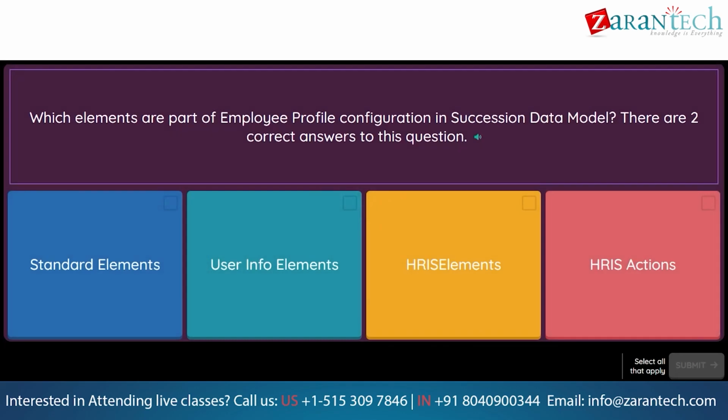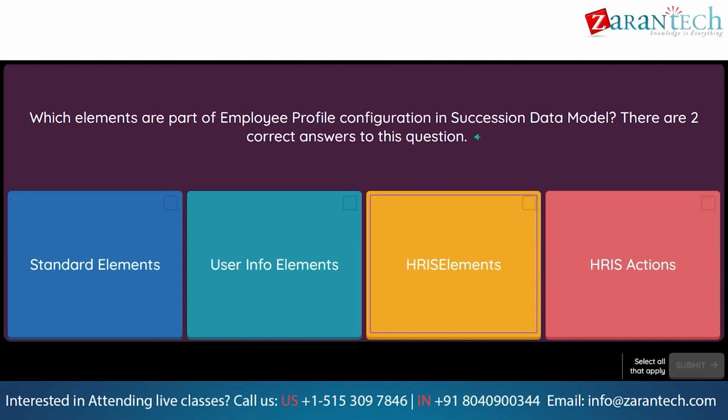Question: Which elements are part of employee profile configuration in the succession data model? There are 2 correct answers to this question. Option 1, standard elements. Option 2, user info elements. Option 3, HRIS elements. Option 4, HRIS actions.